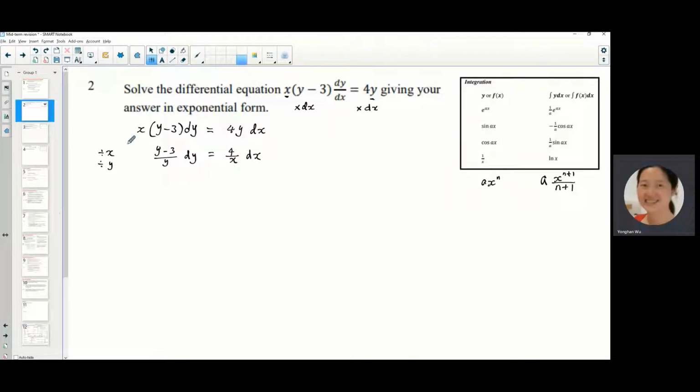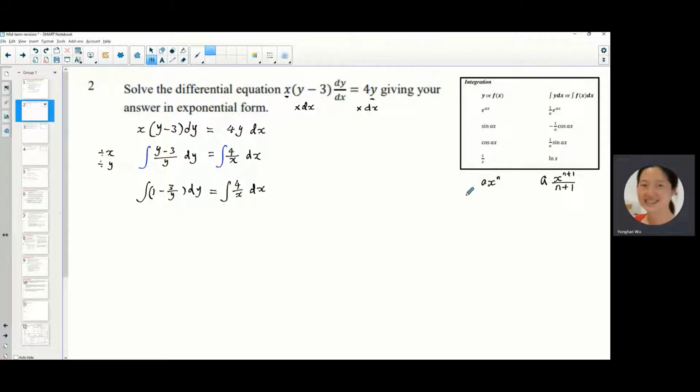With that done, we can simply integrate both sides. Put the integral sign. On the left side, I'm going to simplify it first before I integrate. So y minus 3 over y is y divided by y, which is 1, and then minus 3 divided by y, dy. And on the right side, nothing to be done.